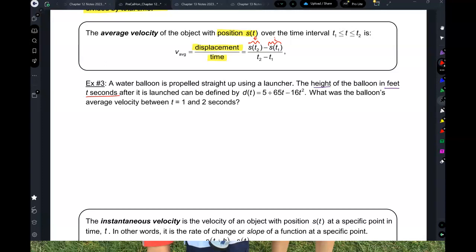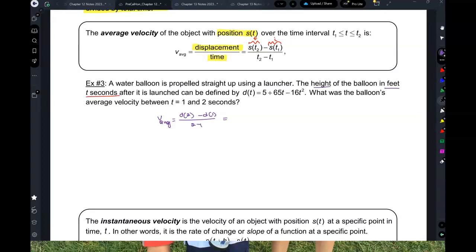Can be expressed by this. So d now, it's d of t, that's the distance. What was the balloon's average velocity between t equals 1 and t equals 2 seconds? So basically, if you want the average velocity, it's going to be d of 2 minus d of 1 second over 2 minus 1.